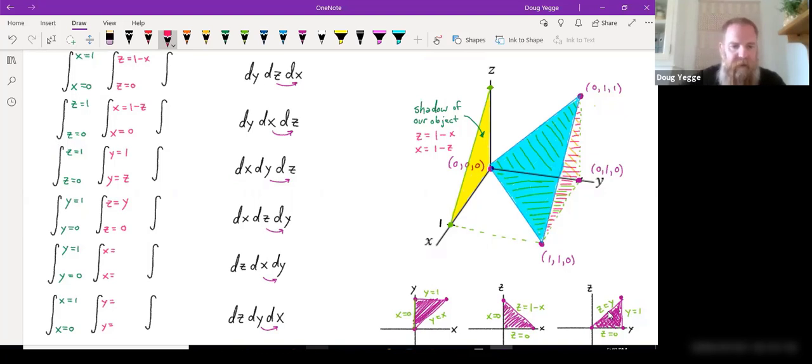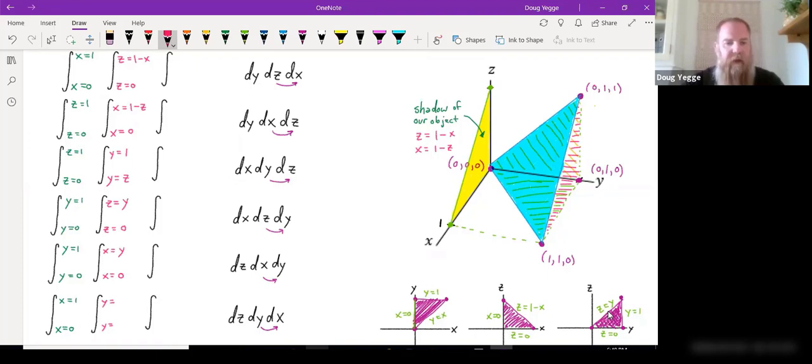So now let's take a look at this one. When y changes from 0 to 1, how does x change? So that's when we're looking at our xy trace. Okay? So as y changes from 0 to 1, x changes from 0 out to y. X equals y. So notice that that's going to say that when y changes from 0 to 1, x changes from 0 up to y.